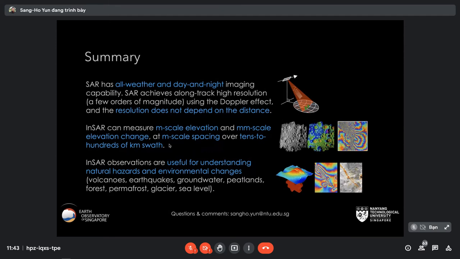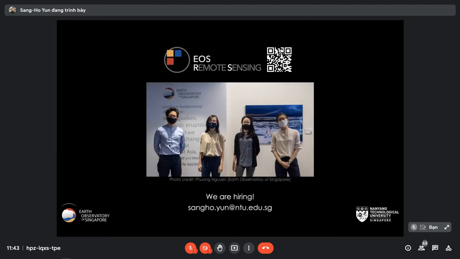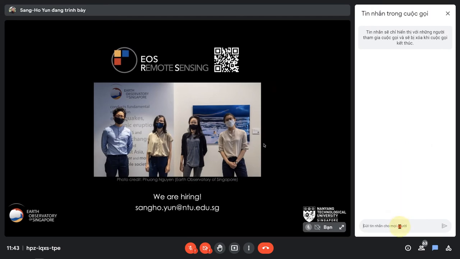Okay, this is the end of the instruction part. Just to briefly introduce the new EOS, Earth Observatory of Singapore Remote Sensing Lab. We just started with three members, my PhD student, a mission controller and a DevOps lead. We're four of us for now, but we're a very efficient small group, and we are looking to hire more people soon. So stay tuned and thank you for your attention.